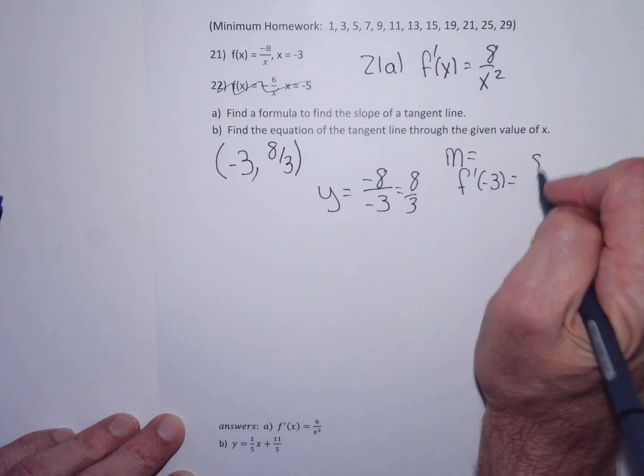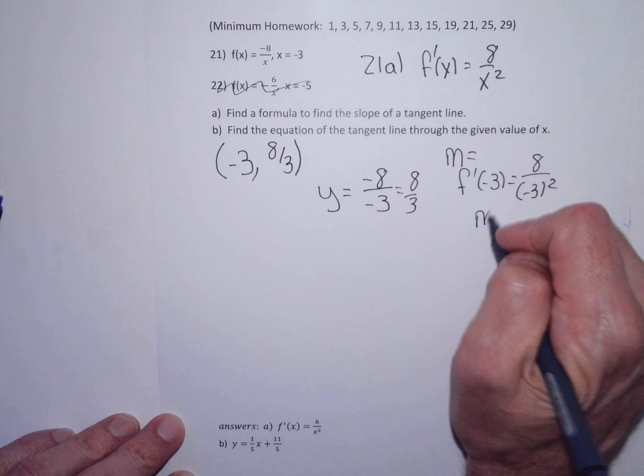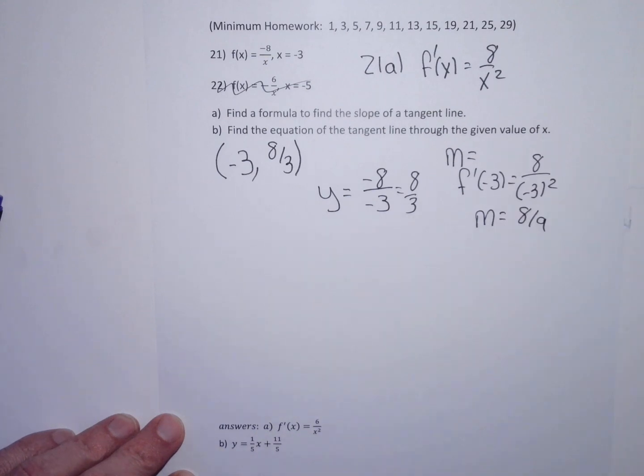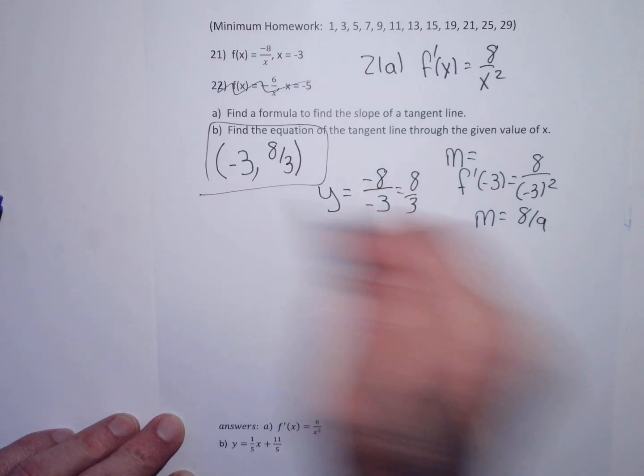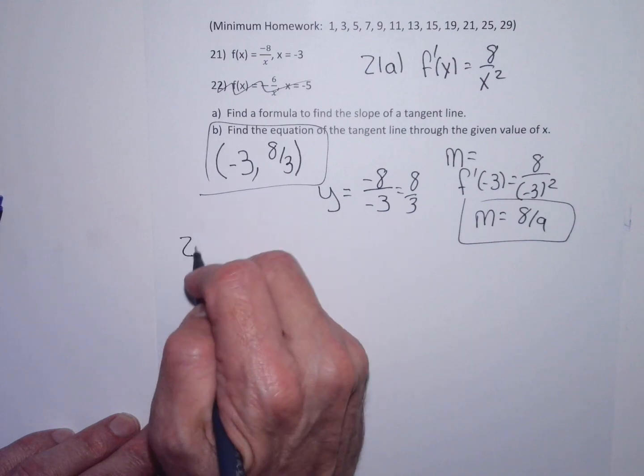It's going to be 8 over negative 3 squared. The slope is going to be 8 over 9. Fractions are not my friends, but I'm going to push through them. So now I have a point and a slope. I can find the equation of my line for 21b.